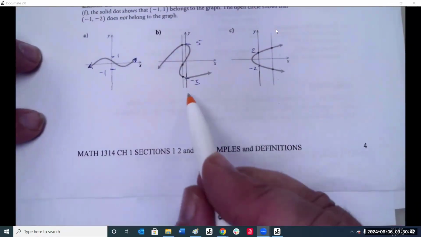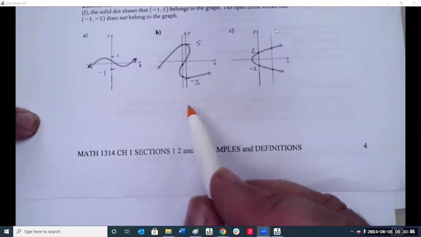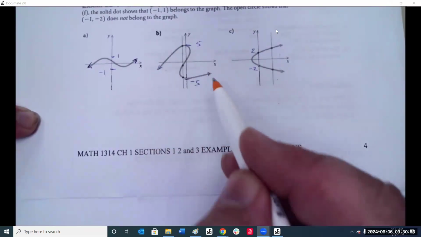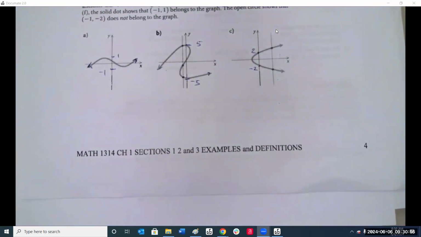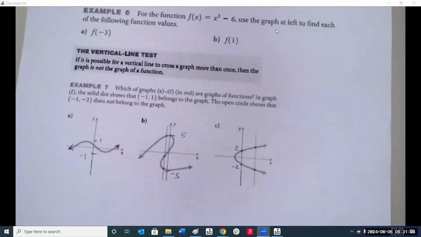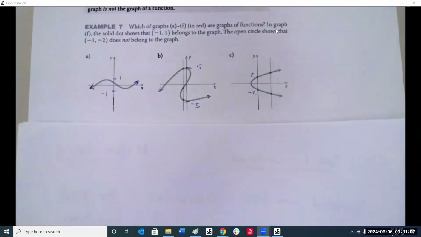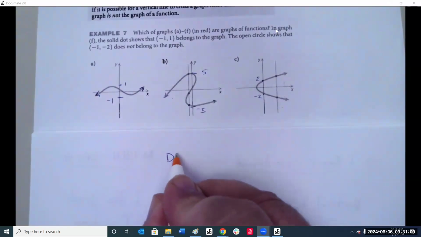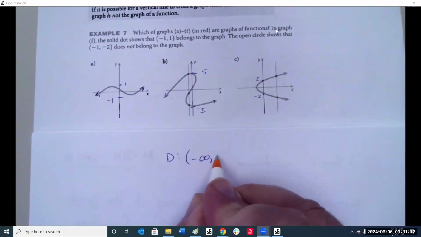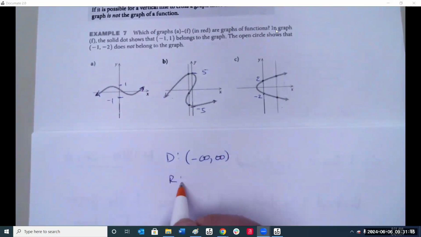Okay, how about this next one? What's the domain here? Because they're arrows, it's negative infinity and positive infinity. So the domain of this one is negative infinity to positive infinity. Okay, now comes the tricky question. What's the range?